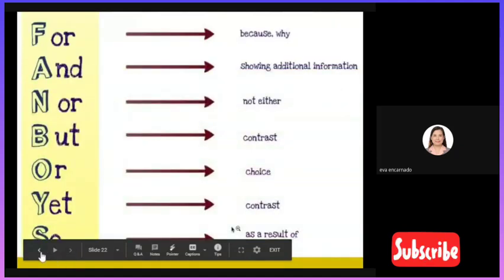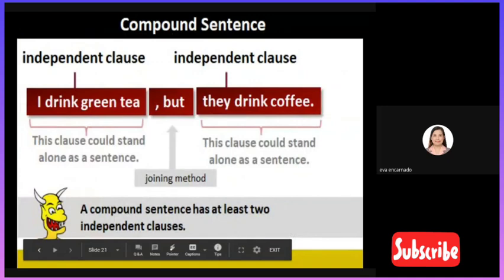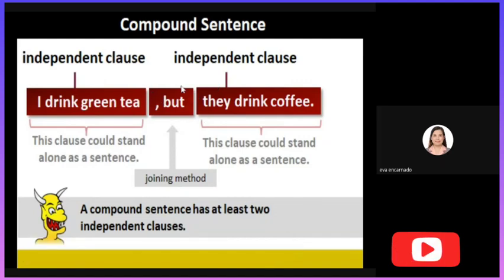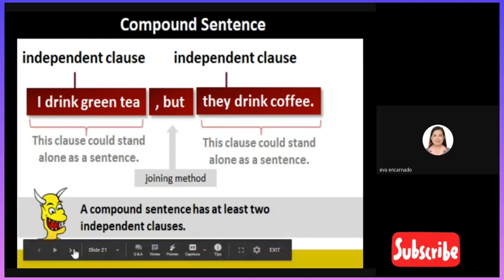Okay, class, huwag kayong malito sa compound sentence tsaka sa complex sentence. Pag compound sentence, two independent clauses joined by coordinating conjunction. Kapag complex sentence naman, yung isa independent clause at yung isa dependent clause joined by subordinating conjunction, di ba? Alright.